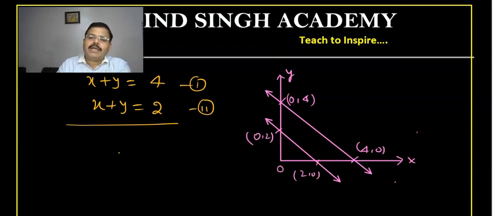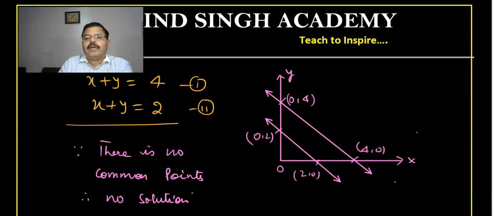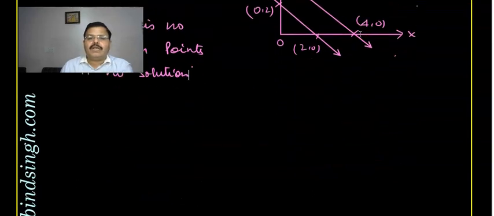So here these two lines are parallel. There is no common point. Since there are no common points, there is no solution. So graphically we can observe here there are no common points, these two are parallel lines, and therefore there are no solutions. Sometimes the lines will be coincident: the first line and second line will overlap each other.